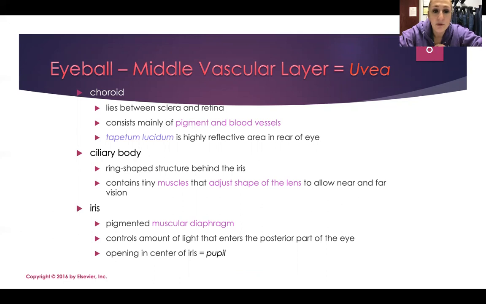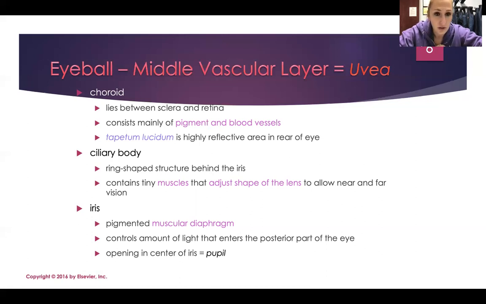So the tapetum lucidum, which is a super fun word to say, is a highly reflective area in the rear of the eye in most domestic animals. However, pigs, swine, don't have a tapetum lucidum. The point of the tapetum lucidum is to be extra reflective, to bounce that light through the eye and back again a second time. And that's going to help with night vision. So that's why us humans, we can't see very well in the night. We do not have a tapetum lucidum. The same thing for pigs.